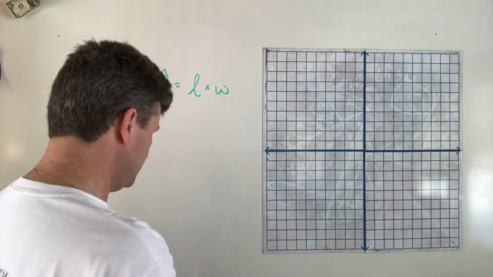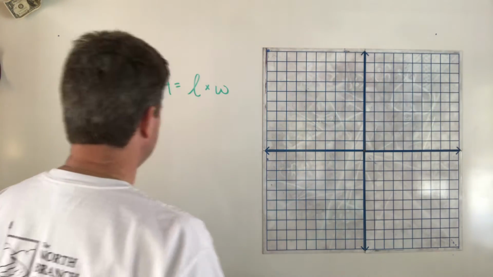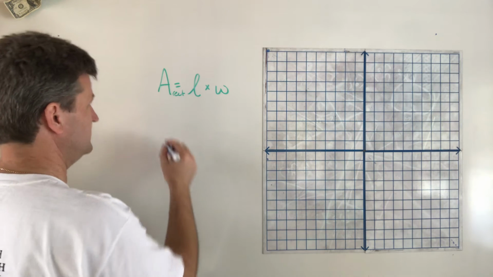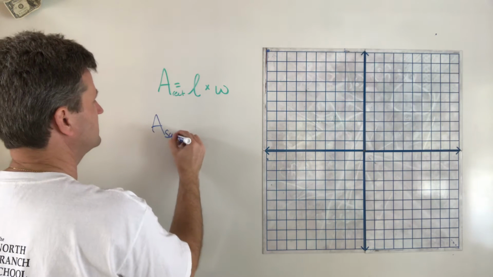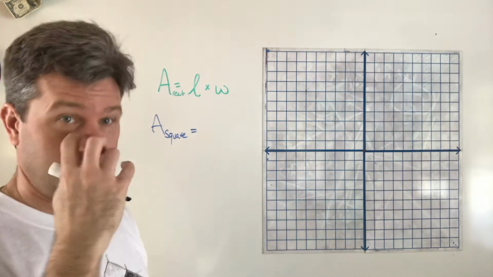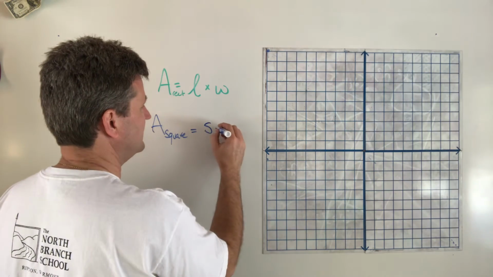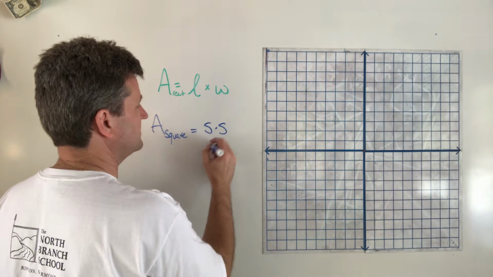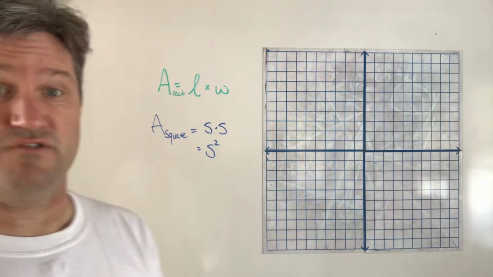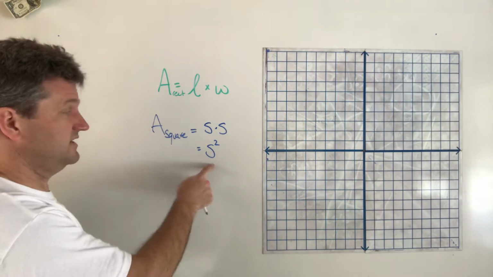Let's say we wanted to do it for a square. So this is an area of a rectangle. If we wanted to do an area of a square, because all four sides of a square are the same length, it turns into the side times the side, which is the same thing as the side length squared. So a function rule for area of a square is you just tell me one side and I'll take that number and square it.